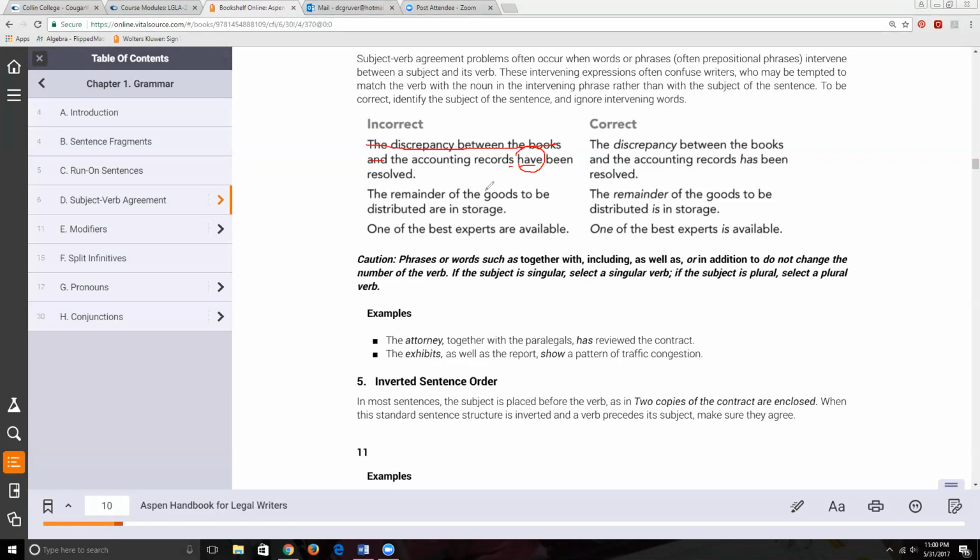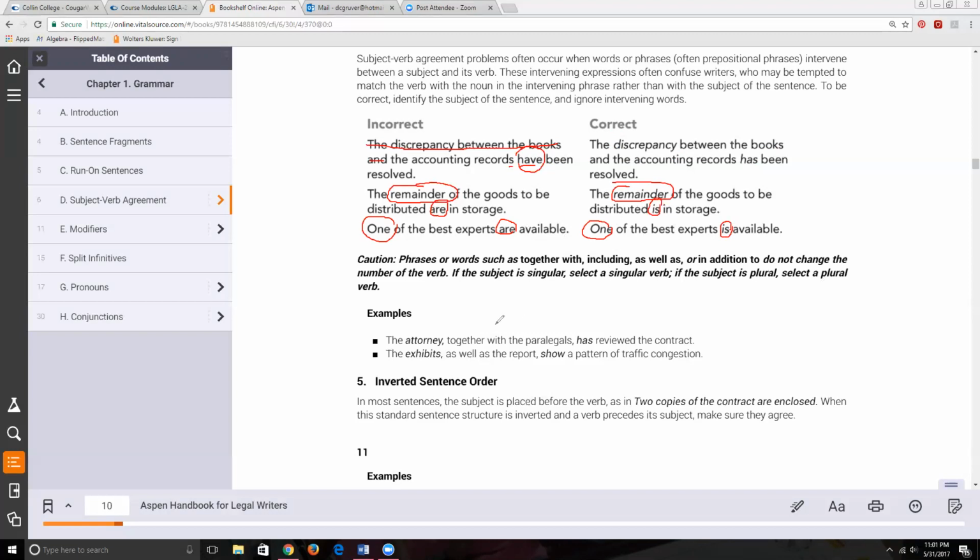Here we have the remainder of the goods to be distributed are in the storage. So our subject is remainder, singular, are is plural, they are. Here we have remainder, singular, is singular, it is. One of the best experts are available. One is singular. Going back to our chart, that was one of our indefinite pronouns that has to be singular, but we're using are here. They are. One of our best experts is available.